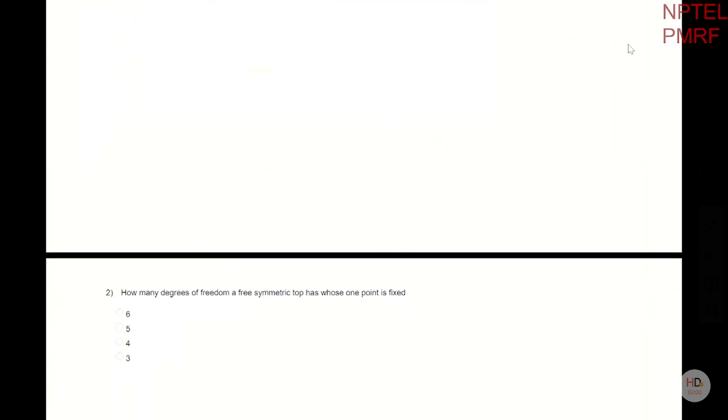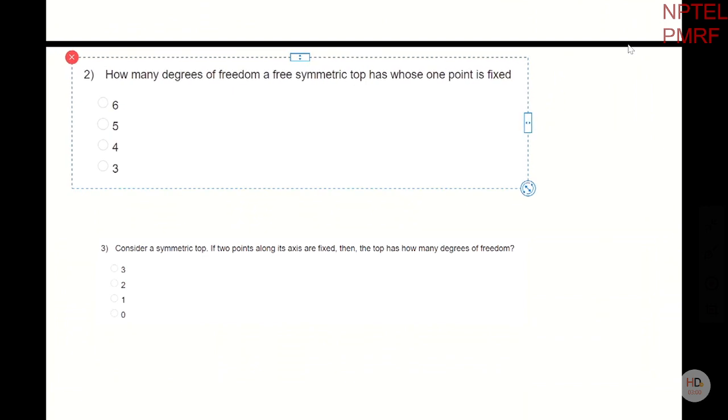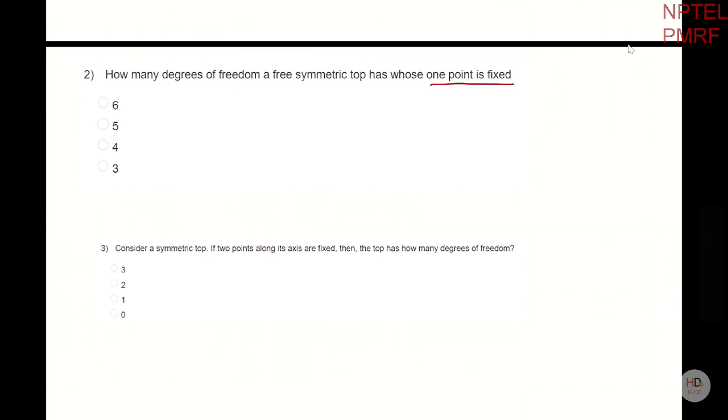Okay. So the second question is, how many degrees of freedom does a symmetric top have which has one point fixed? Okay. So let's say the bottom point is fixed, which means now it can only decide the direction of the axis, which can be anything, and how much it is rotated about that axis. So you have 2 plus 1. Basically, you lose the translation degrees of freedom. Okay, so it's 3.